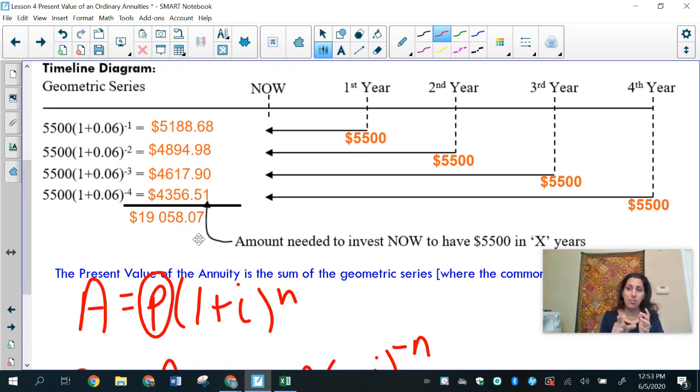And what that guarantees, by giving you that amount, is that you will have 5,500 at the end of every year. If they give you more than that, you're going to have more than 5,500. If they give you less, you're not going to be able to make this payment. That's why this number is important to calculate. Now, I mentioned this with the future values.